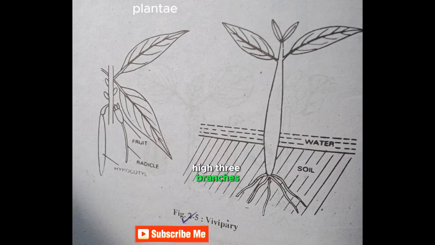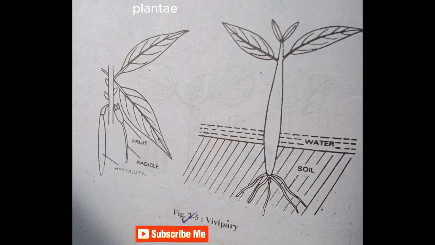Branches. Branches arise from the stem and help spread the plant's canopy. They hold the leaves in a way that maximizes sunlight absorption for photosynthesis. Branching patterns.